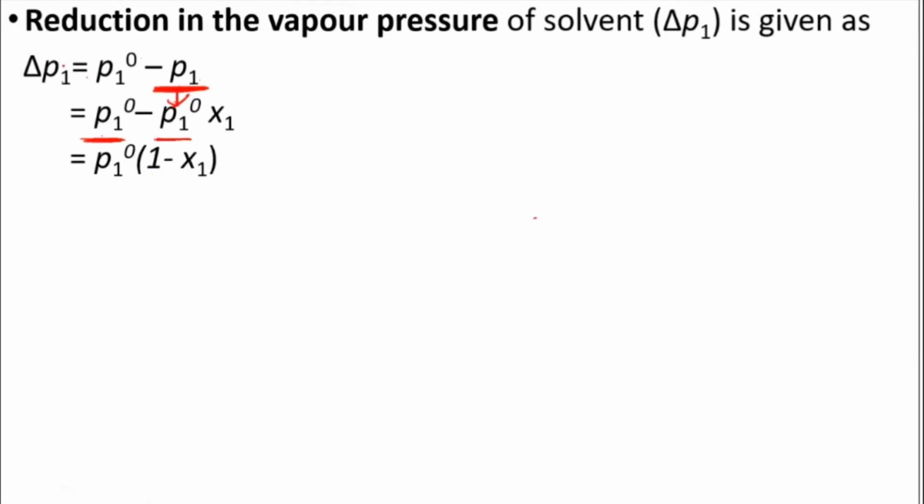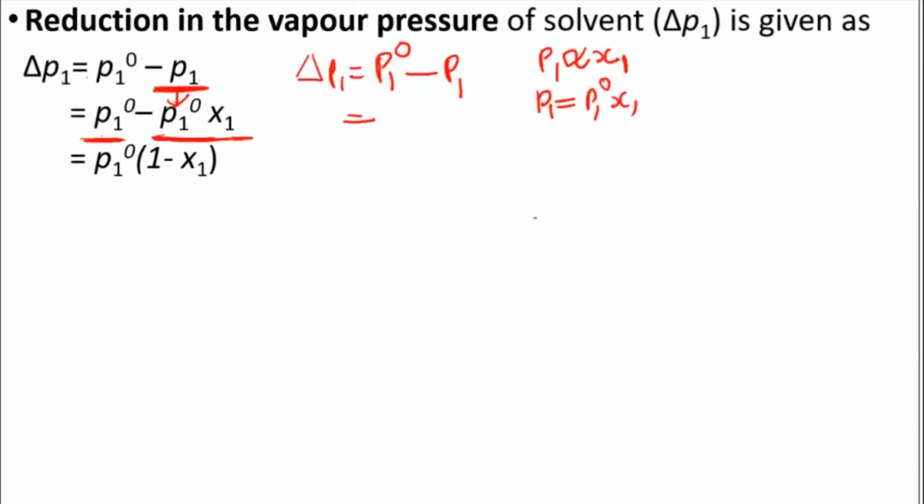We wrote the reduction in the vapor pressure, how much is it? Delta P1 is equal to the pressure exerted by the solvent minus the pressure exerted by the solution. And using Raoult's law, you know what P1 is. P1 is directly proportional to the mole fraction of that component, and you can remove the proportionality sign by putting a constant, that is P1 naught into X1. All this you have studied. So the same substitution I have done here. For P1 I have written P1 naught into X1.